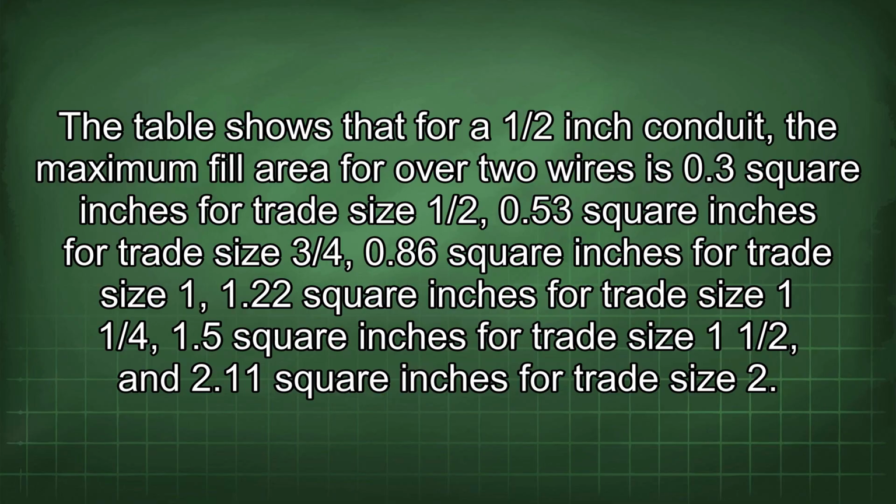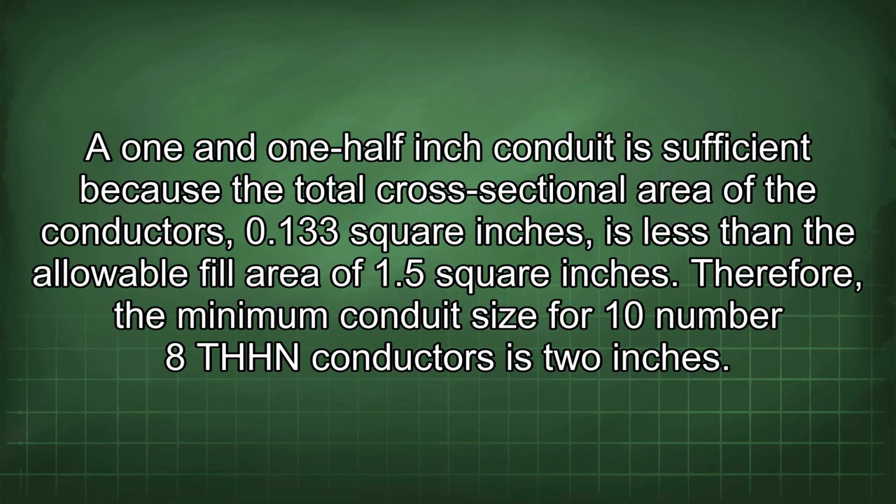trade size 2. A 1 1/2 inch conduit is sufficient because the total cross-sectional area of the conductors, 0.133 square inches, is less than the allowable fill area of 1.5 square inches. Therefore, the minimum conduit size for 10 number 8 THHN conductors is 2 inches.